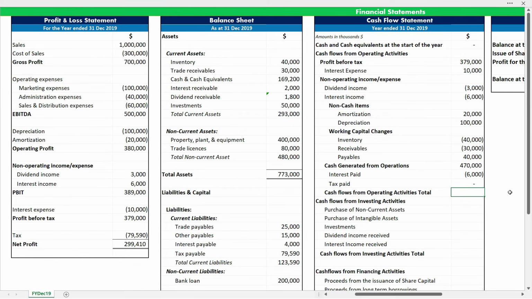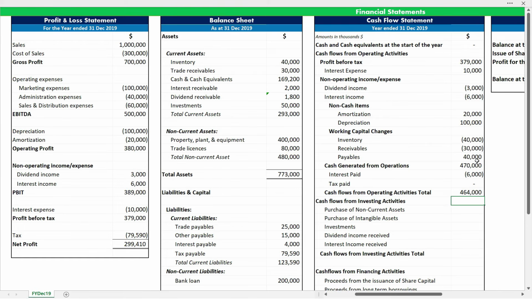And now we can calculate cash flows from operating activities total value, and that is going to be the sum of this value, that is taxes, plus interest, plus this cash generated from operations. Because we have already compiled all these values here in 470, we just need to add that. And now we have reached cash flows from operating activities, that is 464,000.